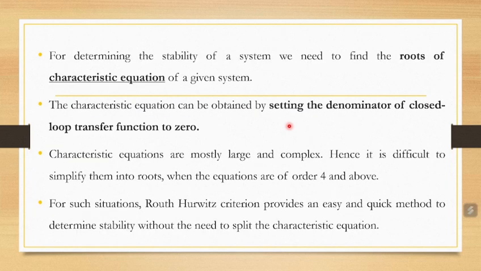For determining the stability of a system, we need to find the roots of the characteristic equation for a given system. The characteristic equation can be obtained by setting the denominator of a closed loop transfer function to 0. Basically, these characteristic equations are large and complex. Hence, it is difficult to simplify them into roots whenever these equations are of order 4 and above. For such situations, we have the Routh Hurwitz stability criterion that provides an easy and quick method to determine the stability. We need not split the characteristic equation to obtain the roots. We can straight away take that characteristic equation and determine the stability.